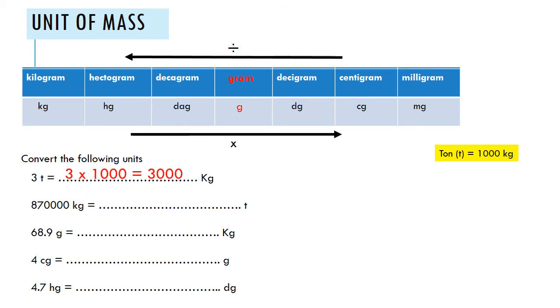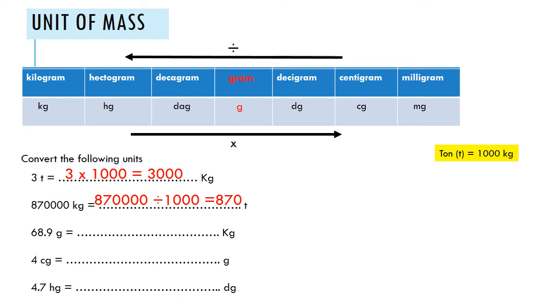3 times 1000 equals 3000. The second example, from kilogram to ton, here we divide by 1000 because we are converting from a smaller unit to a larger one. So we divide by 1000 and the result will be 870.